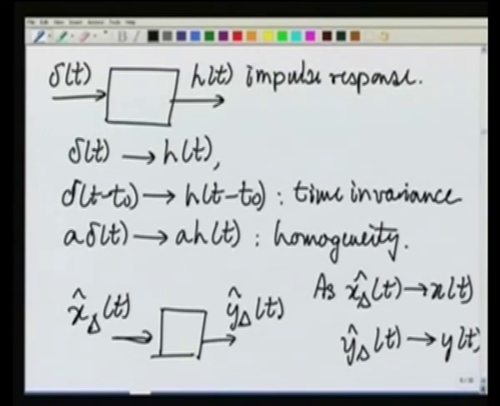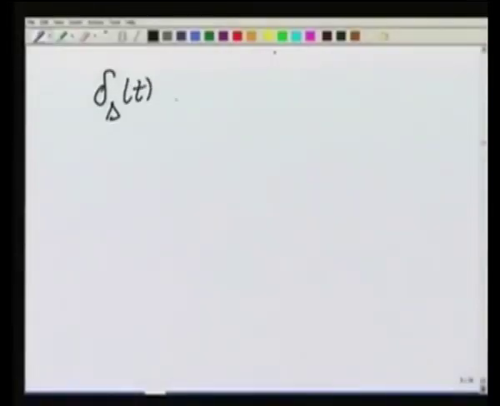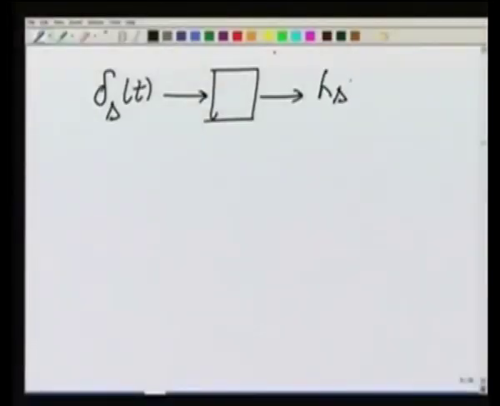Now, arguing in the same manner as we did in the discrete time case, let us first apply the approximate impulse to our system. The approximate impulse was delta delta of t. And when we apply delta delta of t to the system, we do not expect to get the impulse response at the output. We will only get the approximate impulse response, or the modified function appropriate to delta delta of t. We will call that h delta of t. This is what we will get at the output.